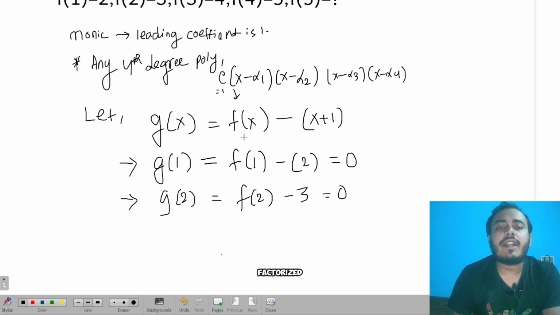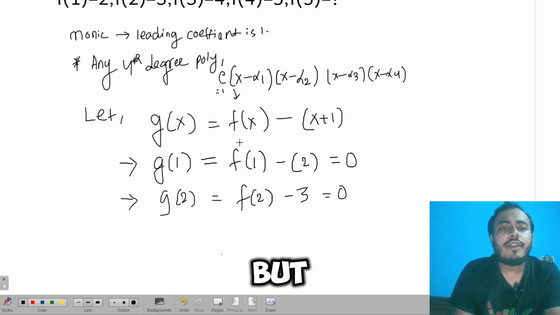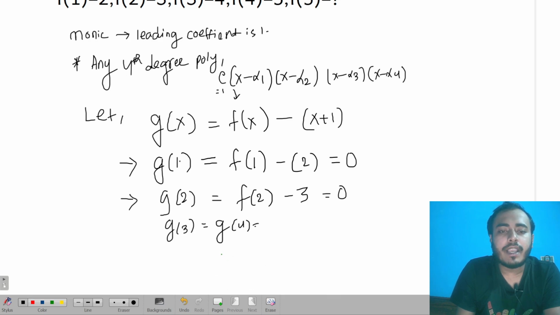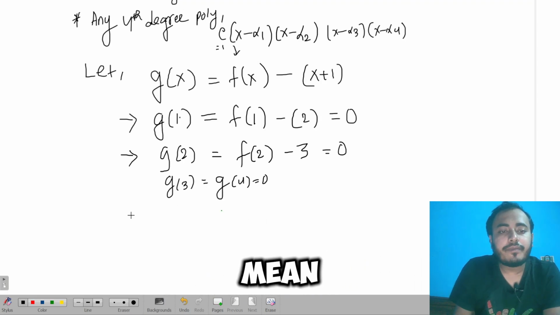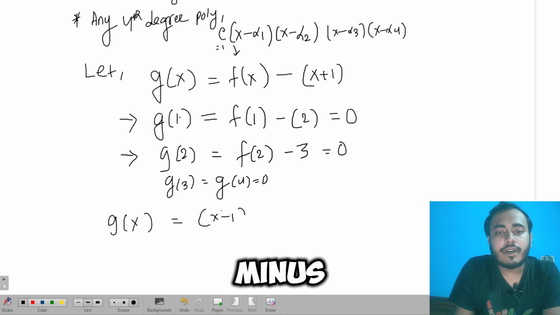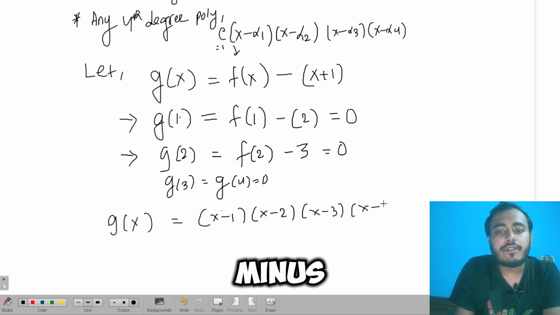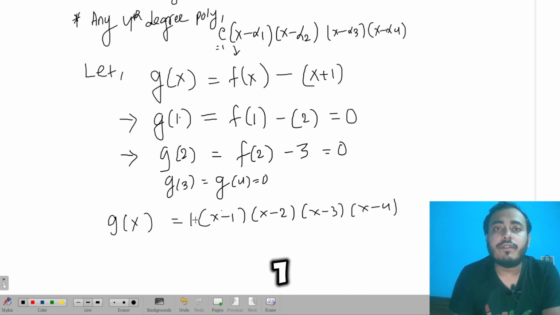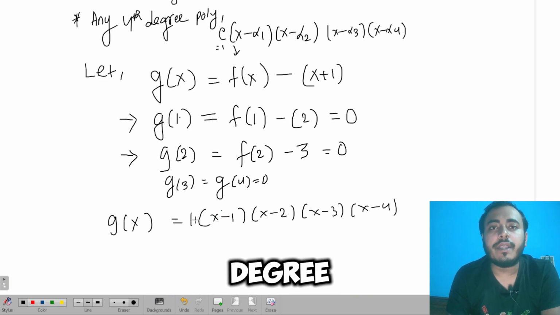Now, g of x can also be factorized as the product of its roots using the fundamental theorem of algebra. We understand that g has roots 1, 2, 3 and 4, because g of 3 and g of 4 are also equal to 0, and a fourth degree polynomial may have at most 4 roots, correct? This would mean that g of x can be written as x minus 1, into x minus 2, into x minus 3, into x minus 4. And the leading coefficient is 1, which means, since f of x was a monic polynomial, g of x is also a monic fourth degree polynomial.